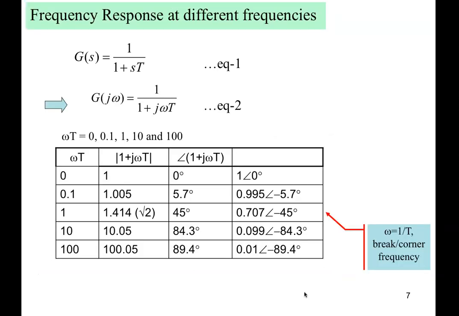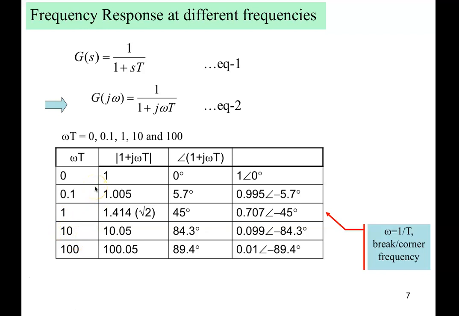Now this we can go a bit further than the previous example. This time I use a very simple transfer function, 1 over 1 plus Ts, where I set T to 1, so it's basically 1 over 1 plus s. And then what I've done here is assume different frequencies, starting from 0, to 0.1, to 1, to 10, to 100.